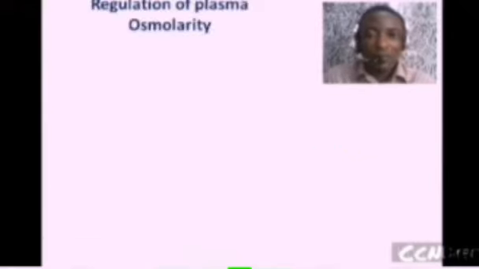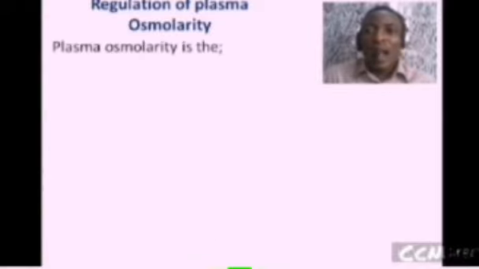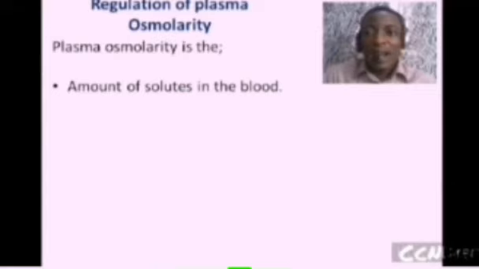Going forward, the next thing is the regulation of plasma osmolarity. The kidney also helps us to regulate electrolytes, especially sodium ions, in the body. The plasma osmolarity is the amount of solutes in the blood.